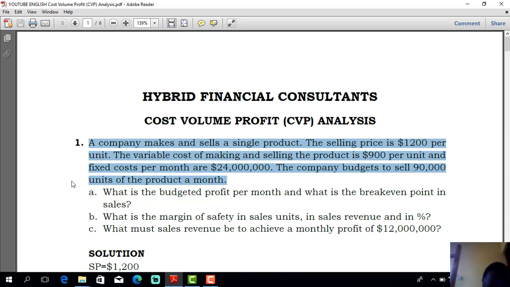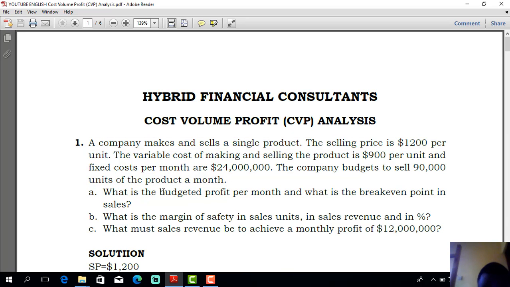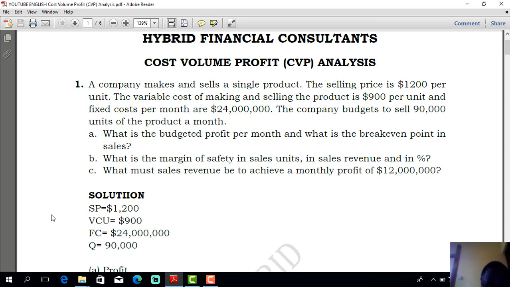Now required. A, you are required to compute the budgeted profit per month, as well as the break-even point in sales. And then we have B, margin of safety in sales units, in sales revenue, as well as in percentage. And lastly, we are told: what must sales revenue be to achieve a monthly profit of $12 million. So this is what we have to compute.